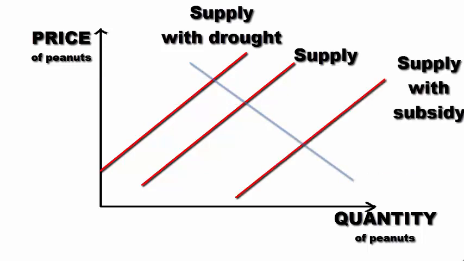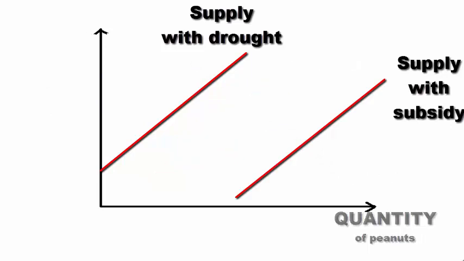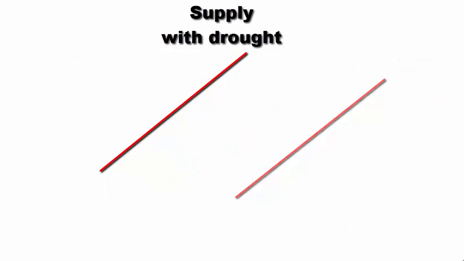So now we've seen supply lines can shift to the left and to the right. So what are the determinants that affect supply? Well, in reality, there are many of them. But for the Georgia Standards of Excellence, your students are responsible for the following 6.